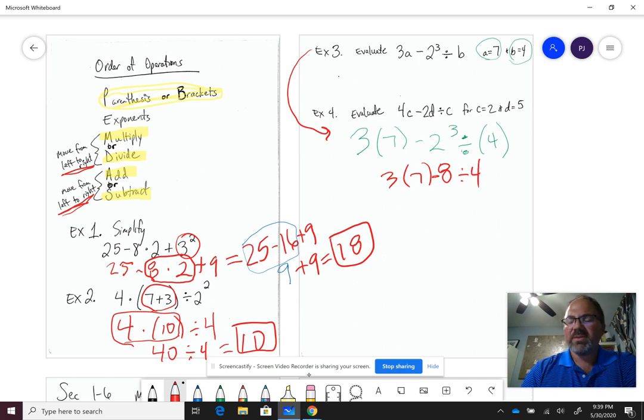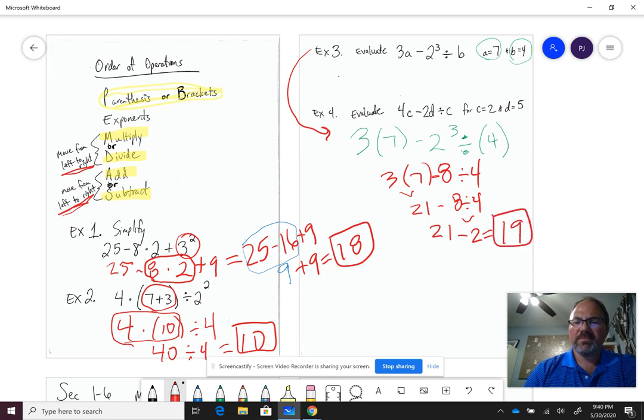Remember, anytime a number is next to a parentheses, it means multiplication. So this is multiplication. Then we have subtraction and then division. What comes in first is multiplication, which is what we're going to do. So that's going to give us 21 minus 8 divided by 4. Then we have our division before subtraction. So 21 minus 2, and 21 minus 2 is 19.